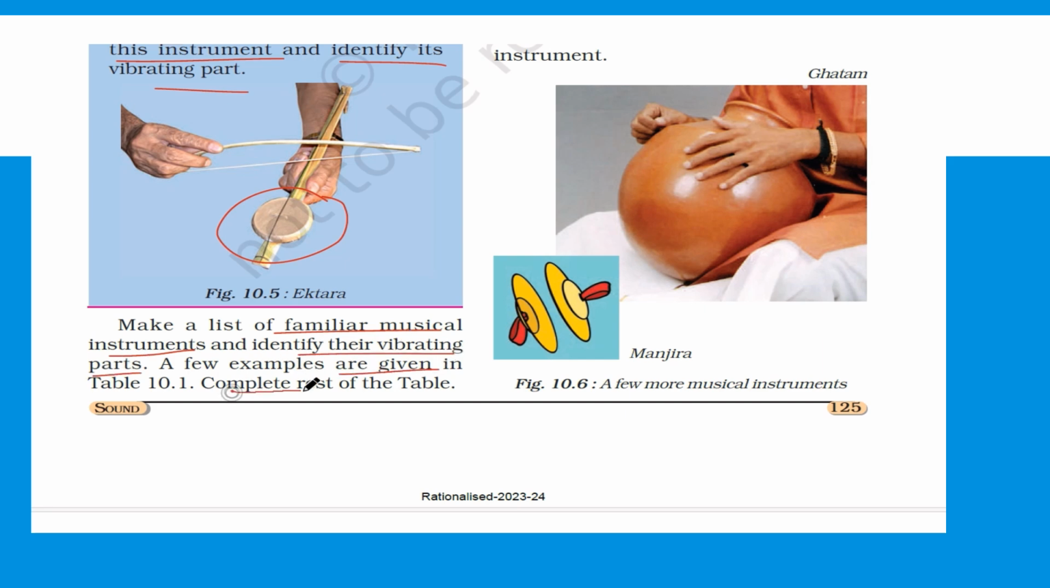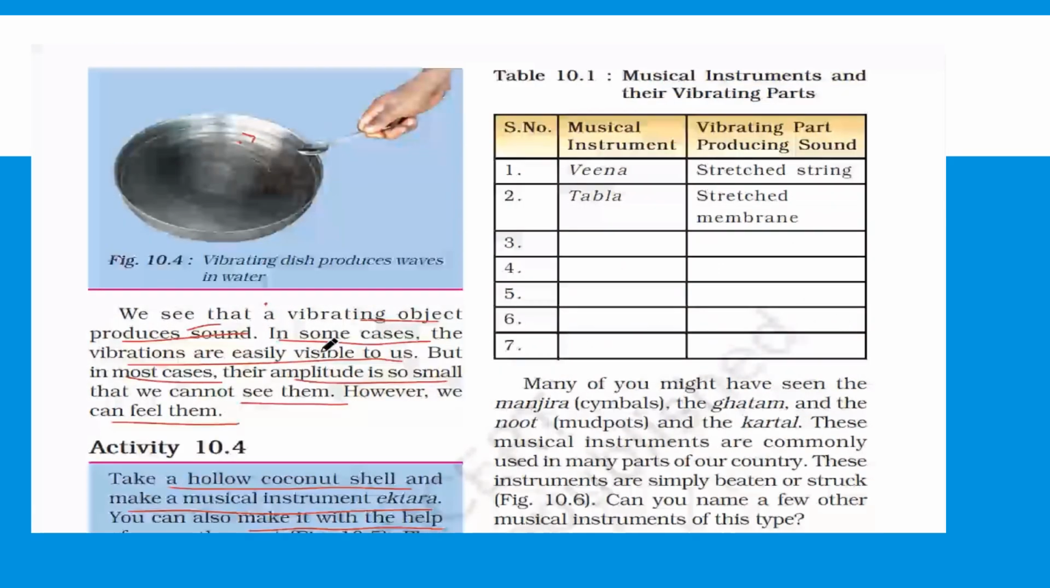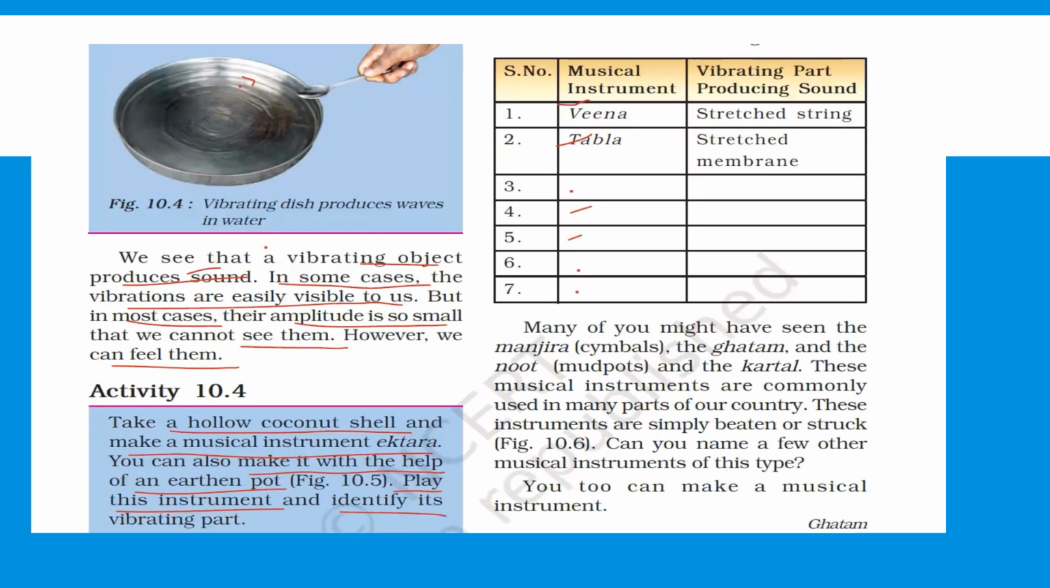A few examples are given in this table. Here you can see a few musical instruments: veena, tabla. Other instruments you will have to write, which have a hollow part, and when you play them, they vibrate and create sound. Many of you might have seen manjira, ghatam, noot or mud pots, and kartal. These are musical instruments commonly used in many parts of our country. These instruments are simply beaten or struck. So can you name a few other instruments?